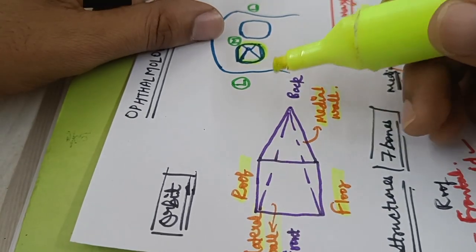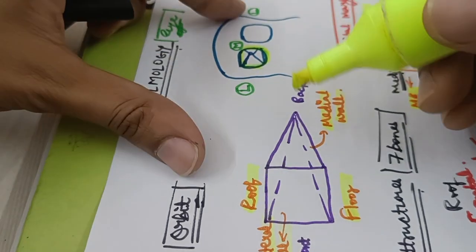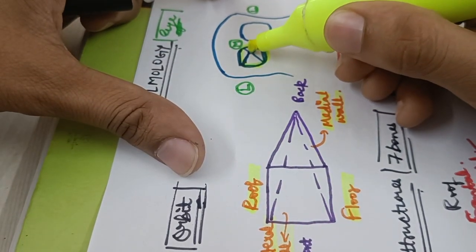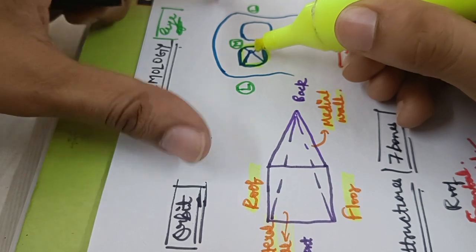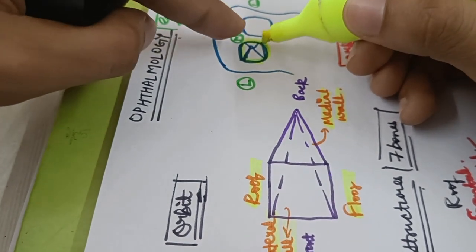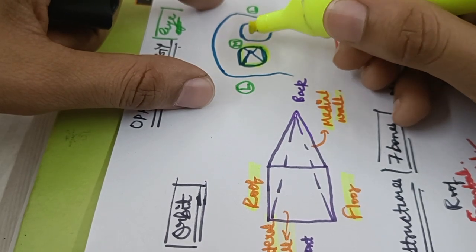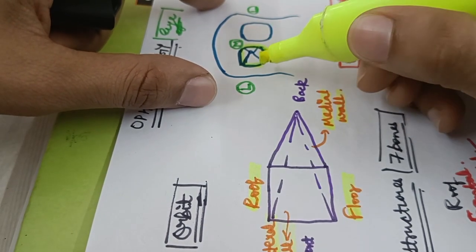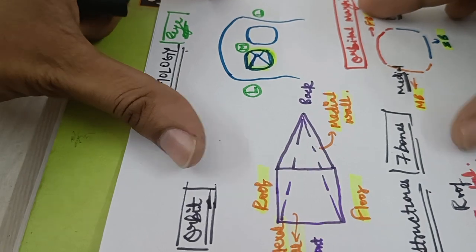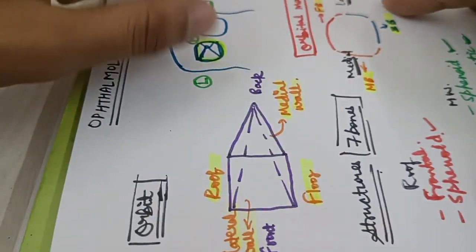Because the apex is directed inwards, as you can well appreciate, this area is the apex of the orbit, directed medially and inwards. From this eye also it will be directed medially and inwards. Now we will reach the walls.